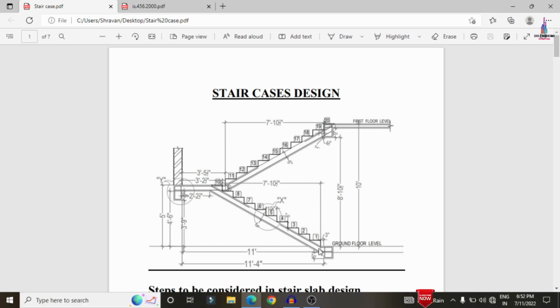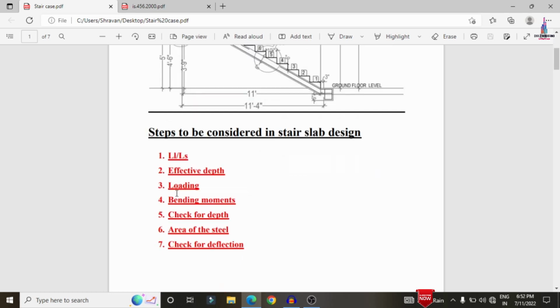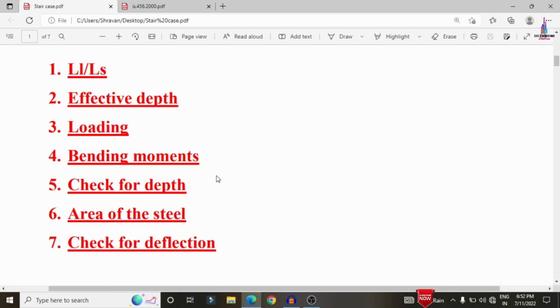So this is my staircase. These are the steps we need to consider for designing the staircase according to the IS 456-2000 Codal Provision, which is similar to the two-way slab design section. In my previous videos, I explained how to design the two-way slab system according to IS 456-2000 by using the manual method. The same steps exist for staircases also.